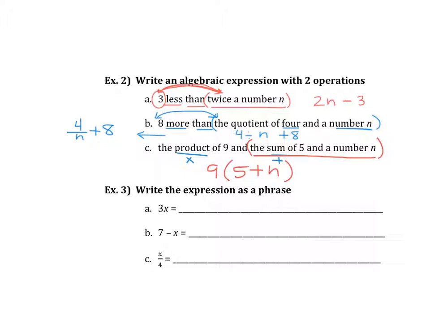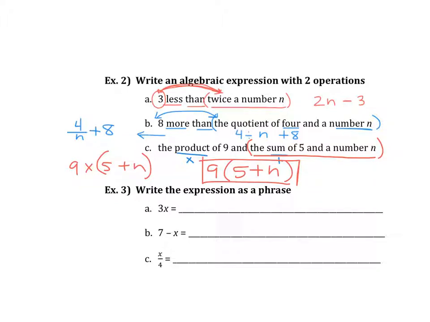You can't take the parentheses away. You can't just do 9 times 5 plus n, because we're saying we're multiplying by the sum, okay? If you're going to use the distributive property, yep, you would do it times both. But for now, you're just going to leave it like this. You don't have to do any simplifying, okay?